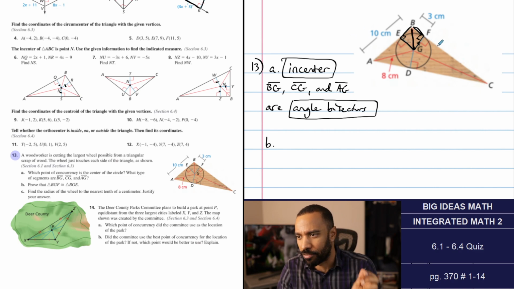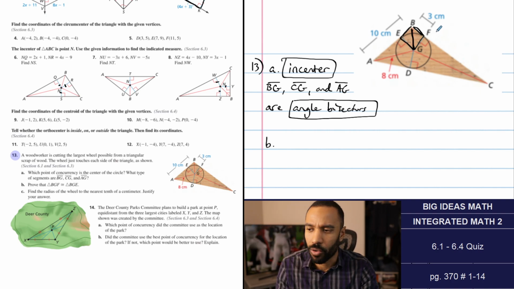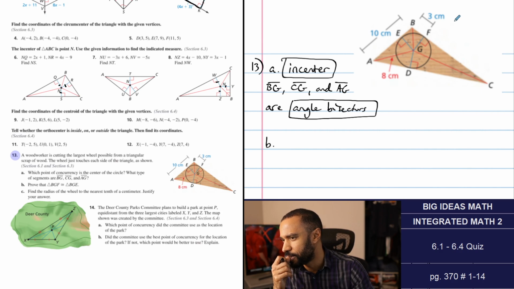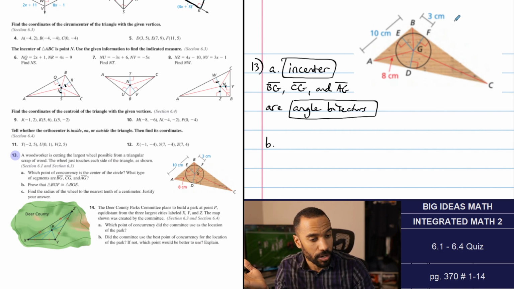We're allowed to use the information we're given. So what are we given here? Hold on. We're not given that it's an angle bisector, but we're given the perpendicular parts. We're given it's a circle.